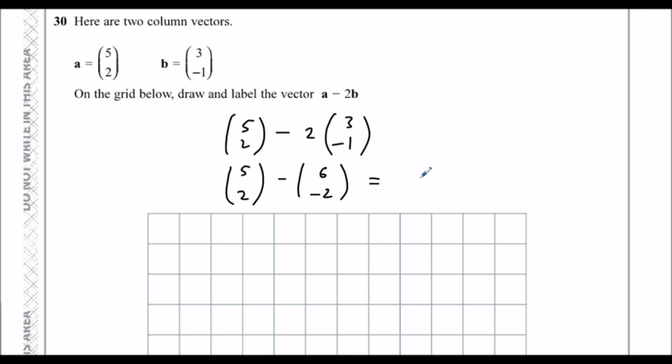So then taking away the top and taking away the bottom, 5 take away 6. Remember, we can use a calculator for this if we want to. 5 take away 6 is negative 1. And 2 take away negative 2. So 2 take away negative 2 means 2 plus 2, which is 4. So on the grid, we've got to draw minus 1, 4.